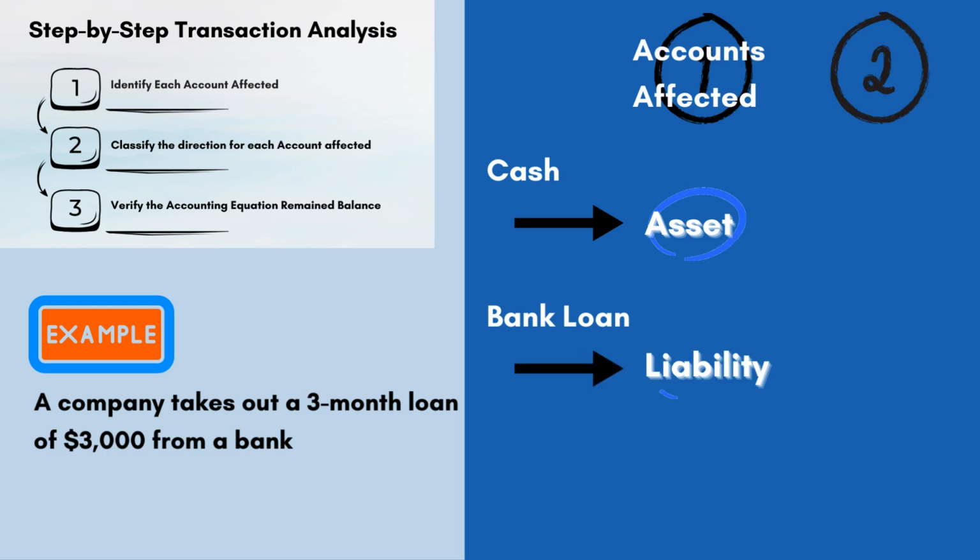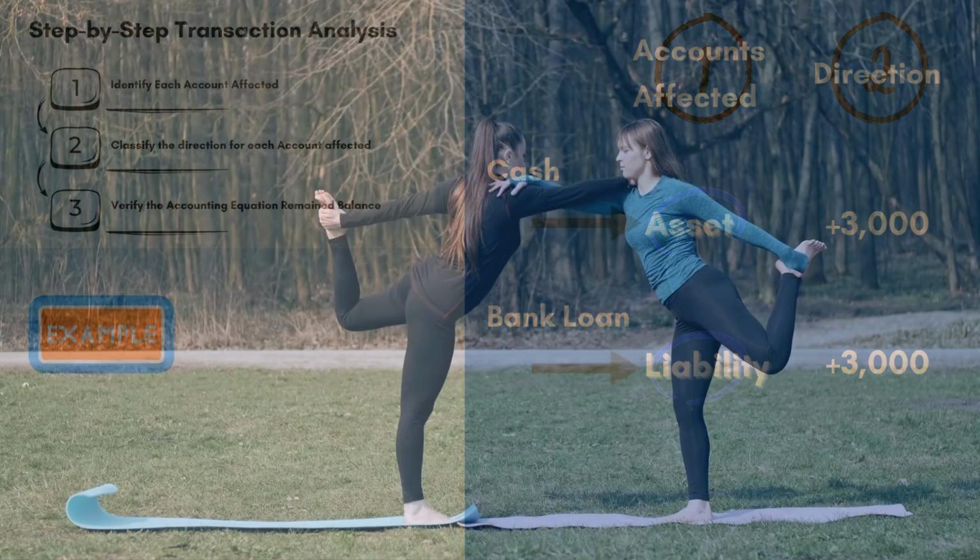Next, classify the direction for each account affected. Cash increases by $3,000 upon the loan drawdown. This means that the company receives $3,000 in cash from the bank. Bank loan increases by $3,000 as the company now owes this amount to the bank.